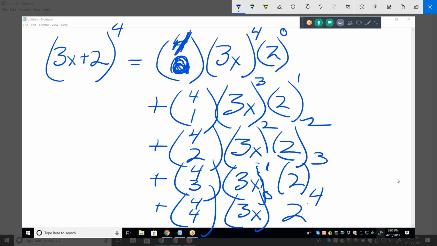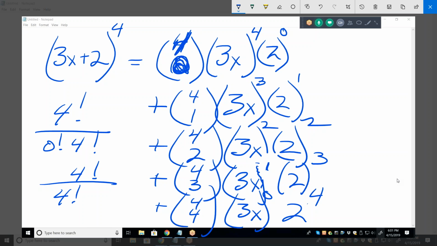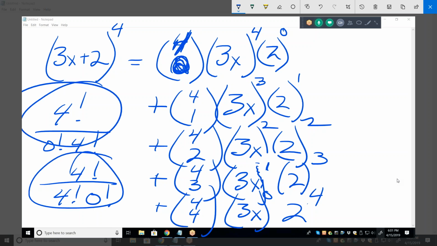Why? Because it's 4 factorial over n factorial, which is 0, times n minus r. So that's what 4 choose 0 is. Well, what's 4 choose 4? That's 4 factorial over 4 factorial times 0 factorial. Same number. Okay?